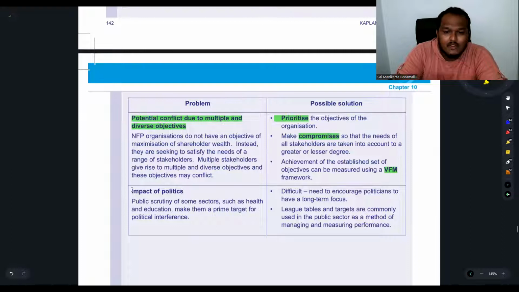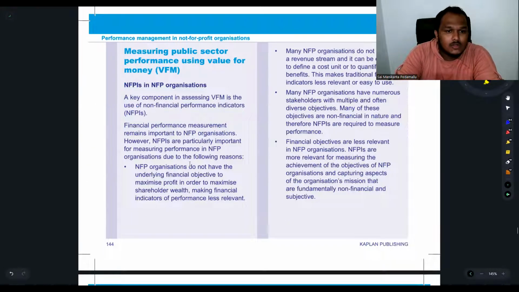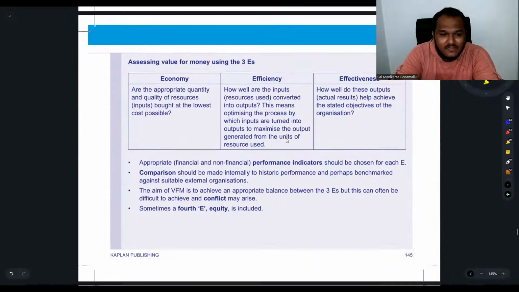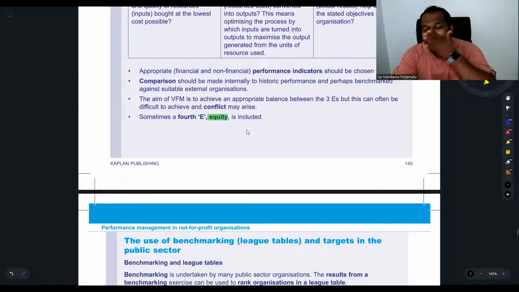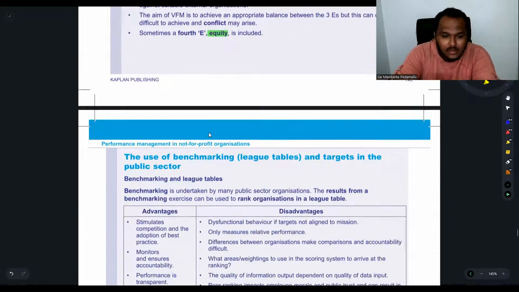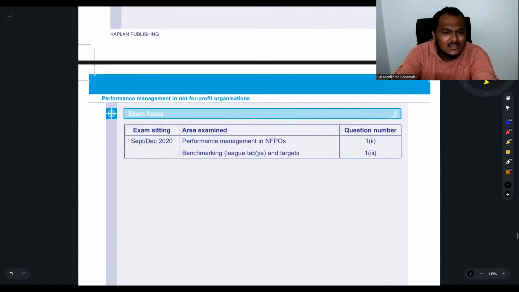And then you have the impact of politics. Sometimes politicians may enter into your areas and cause some difficulties. So you should work well with the politicians and create good, healthy relationships. So NFP is value for money, economy, efficiency, effectiveness. The 4th E, equity, is also included sometimes, which means not being biased, providing equitable facilities to everyone. Then you have benchmarking. Already we have discussed league tables, targets.